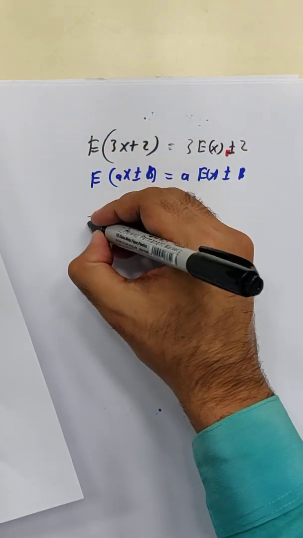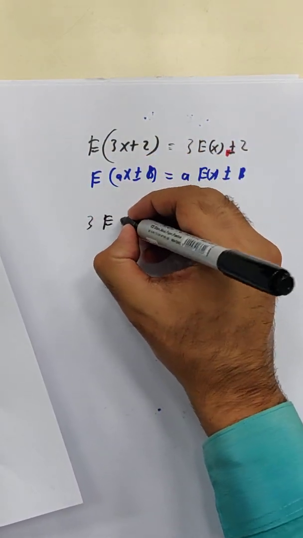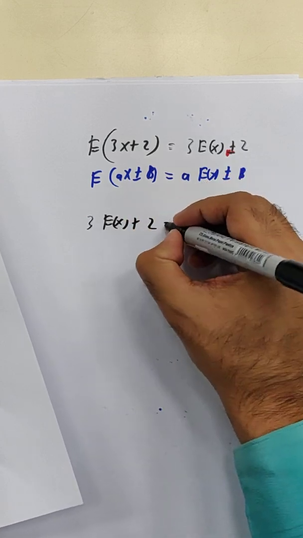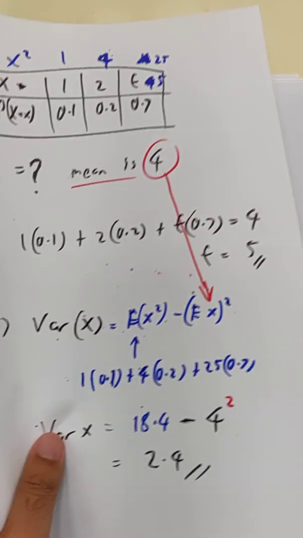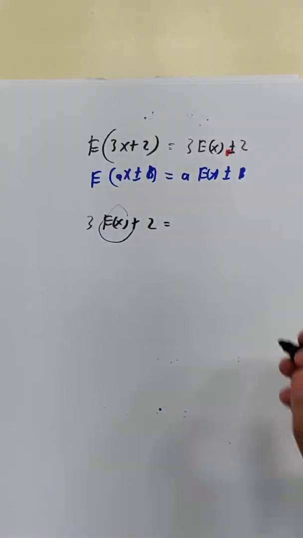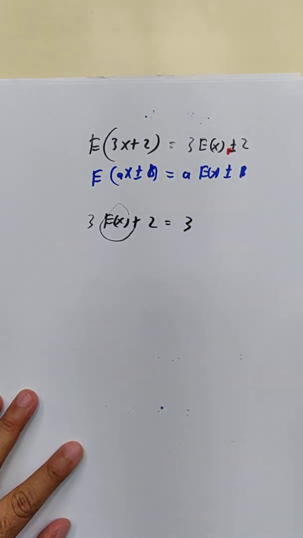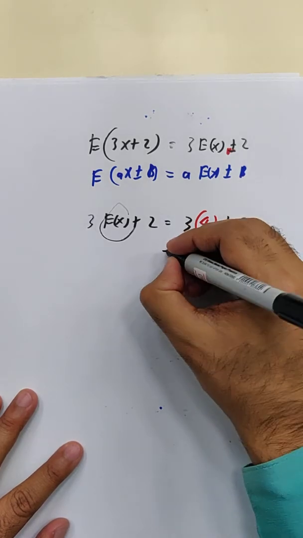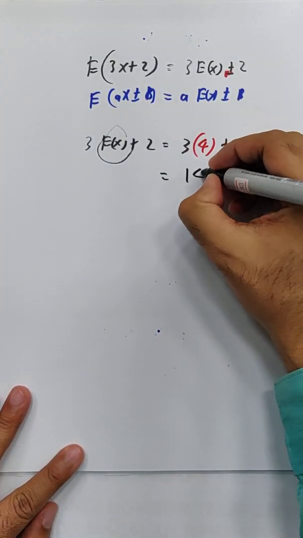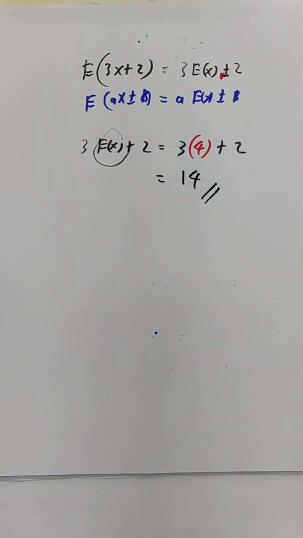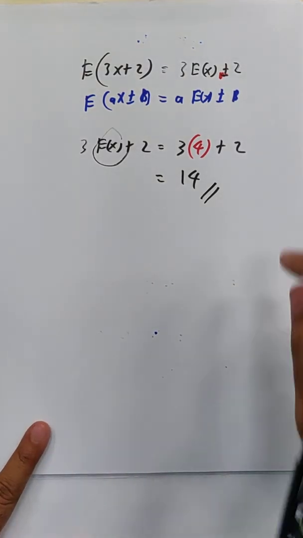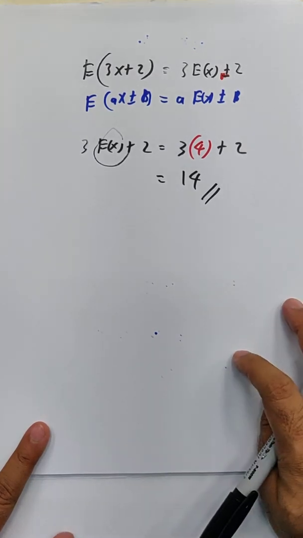So now let's try E(3X+2). What's my E(X)? I got it 4 here. So 3 times 4 plus 2. Got it? Was it that difficult? Not that difficult. You just need to memorize the formula.